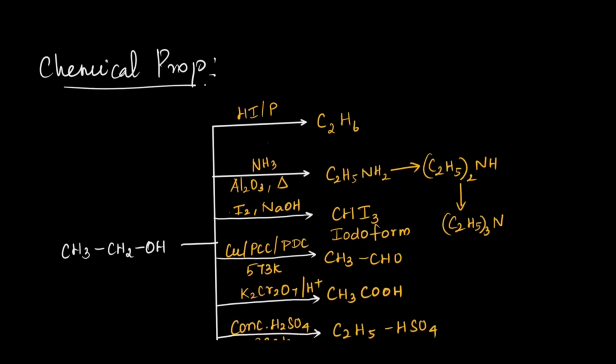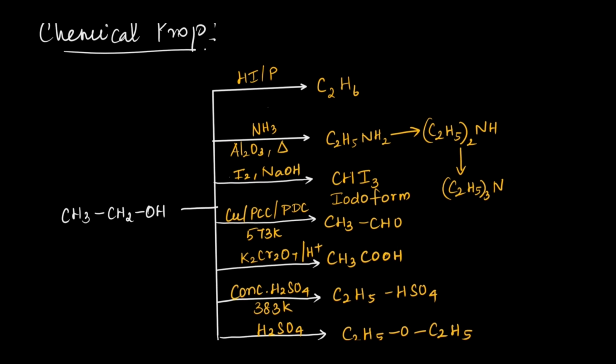Okay, let's move on to chemical properties. It's nothing but the chemical reactions. I took the small alcohol, that is ethanol, but the reaction would be the same for higher alcohols as well. The first thing, with red phosphorus and HI, it is giving us the straight chain compound C2H6, that is an alkane.